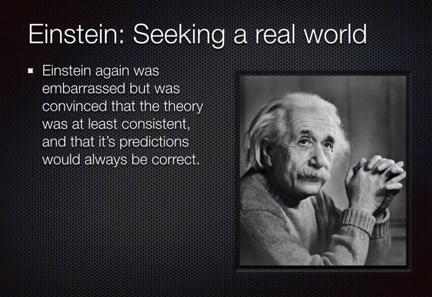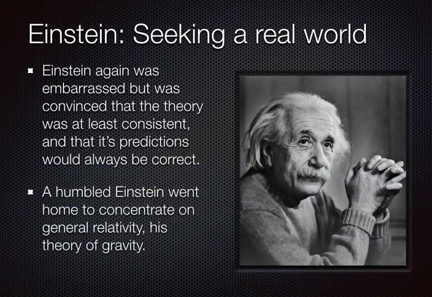So Einstein again was embarrassed, but was convinced that the theory was at least consistent and that its predictions would always be correct. So throughout all this, Einstein came a little bit over. He's like, okay, look, I get the theory is consistent. It works. You get correct results. But I still think you're missing something. So a humbled Einstein went home to concentrate on general relativity, which is his theory of gravity. That's his final triumph. Or so Bohr thought.